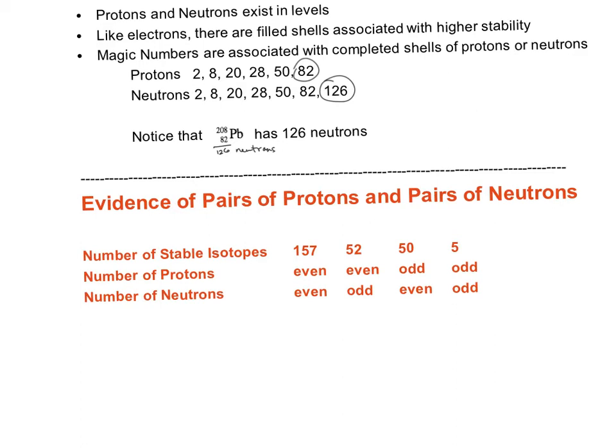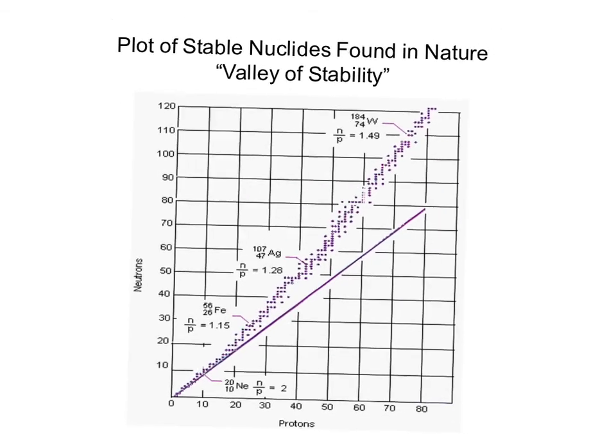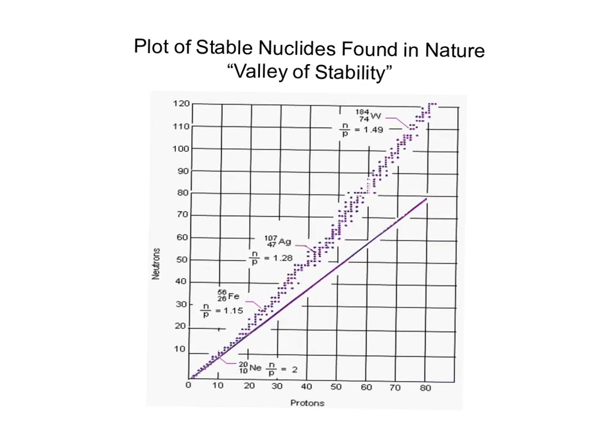Okay. All right. So then, last slide. This is the one that takes a little time to talk about. And this is the plot of the stable nuclides found in nature, also called the Valley of Stability. So first of all, what is this thing? What is this beast? You're plotting here neutrons versus protons for an element or for an isotope.